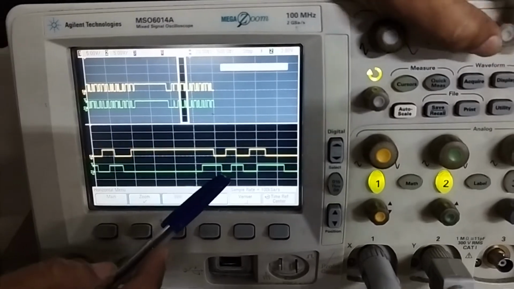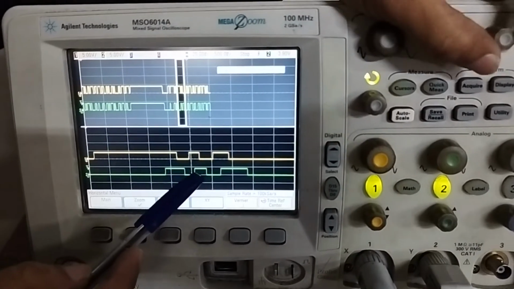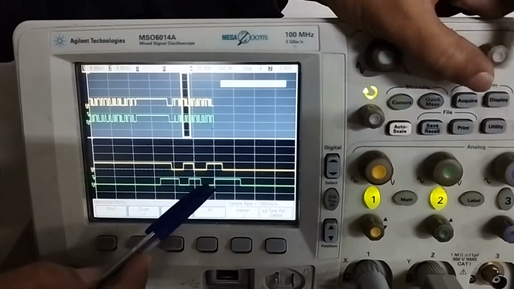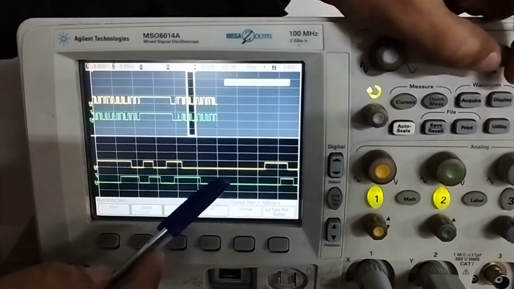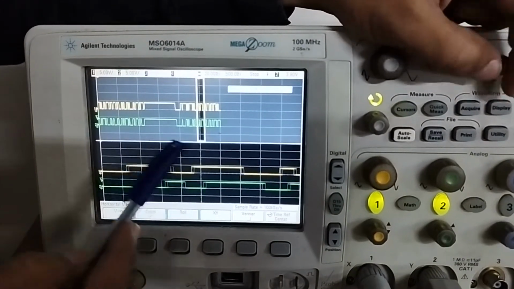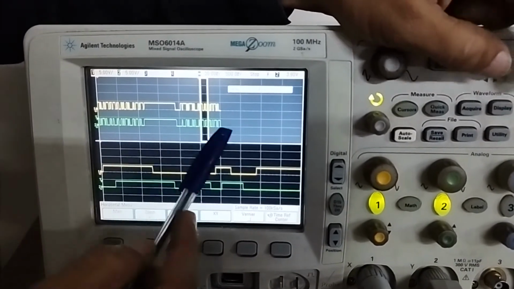Again if you see, the yellow waveform goes up first, then the green waveform goes up next. Like this it goes on. Because we rotated 90 degrees, 30 such pulses come.